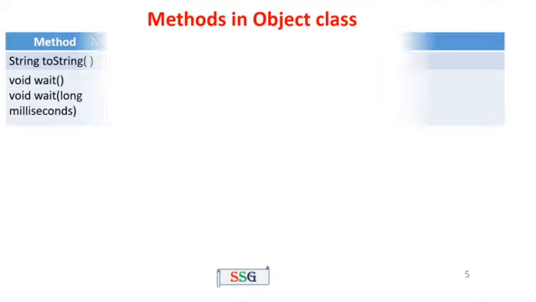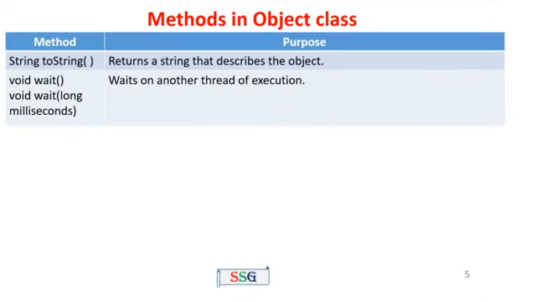Next one, toString. The method name is toString. Return data type is string. Returns a string that describes the object. The next one, wait method. Wait method without argument. Wait method long milliseconds. Waits on another thread of execution.